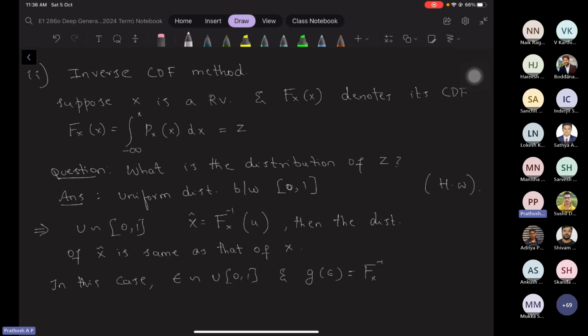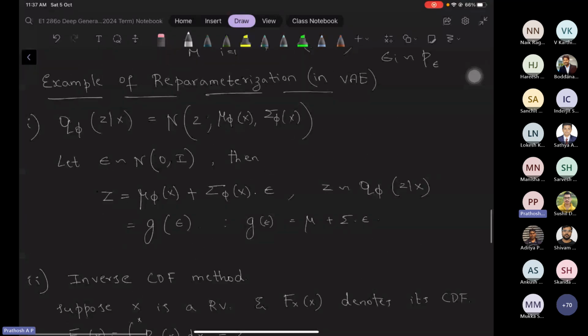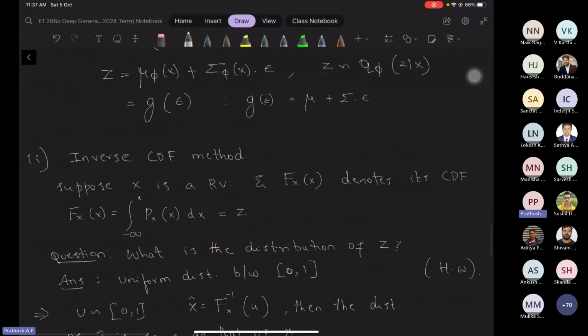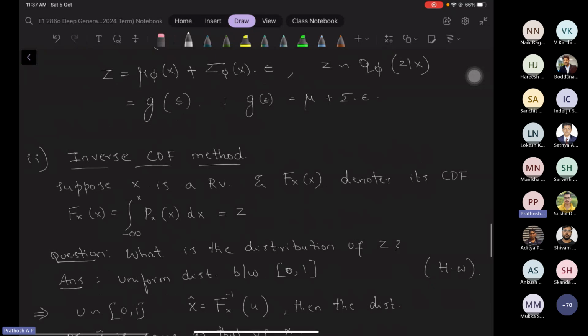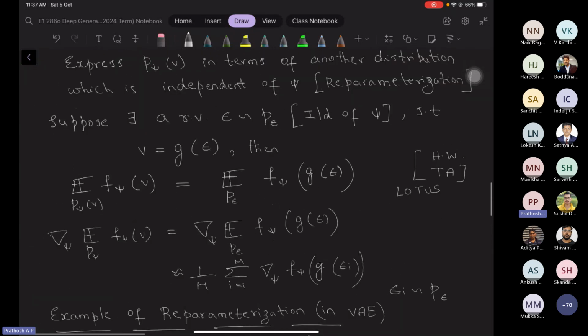But in this case, the only requirement is that the CDF of the distribution that you are modeling using your encoder has to be invertible, which is not always the case. That's why in most cases in VAEs the distribution of Q is taken to be Gaussian, and the affine reparameterization is used, not the inverse CDF method. But I hope that you got the idea behind reparameterization, right?